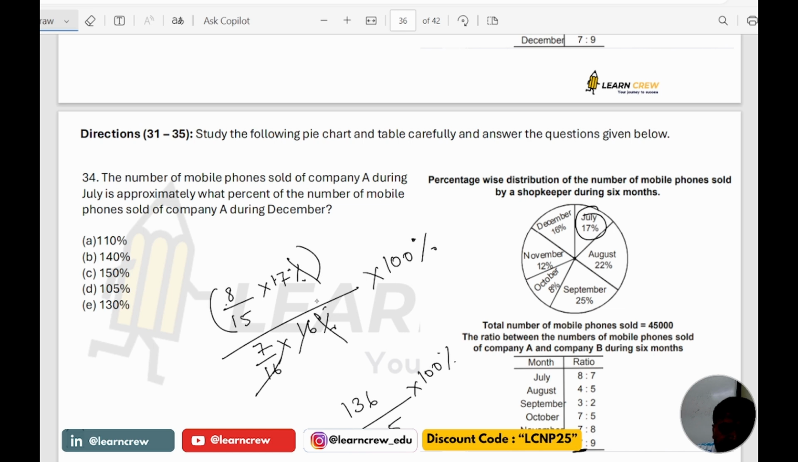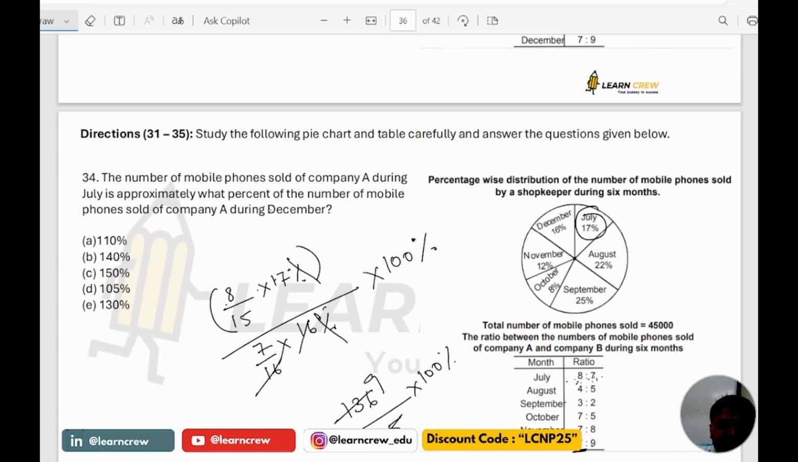8 by 15, company A during July, 8 by 15 out of 17 percentage. And December, company A, 7 by 16 out of 16 percentage. What is the answer here? 34th question. So it is 15 how many times? 59 times. But I am not getting the option here. How much is it? 8 by 15 only.